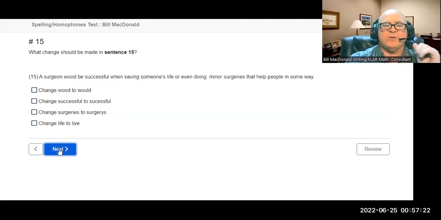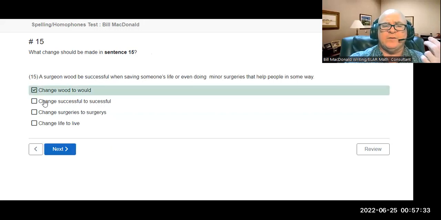Next, capital, "A surgeon would be successful." If we're not talking about trees or materials, then right away I know that's my answer. I'm going to select it. Let me see why these other ones are not correct. Okay. Successful, double C, double S, to successful with 1 C. You're only successful if you have 2 C's and 2 S's in success. C, C, S, S.